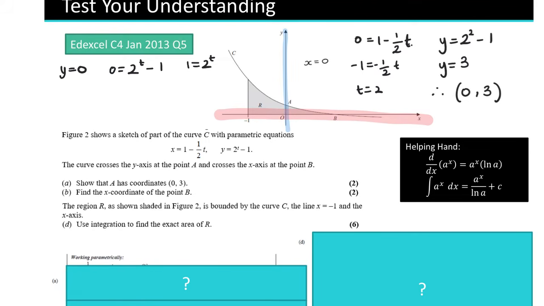Now, if I wanted to, I could do some fancy logs here, okay? Or I could just use my brain, and I know anything to the power of 0 is 1. So t equals 1. Come on, guys, it's basic.